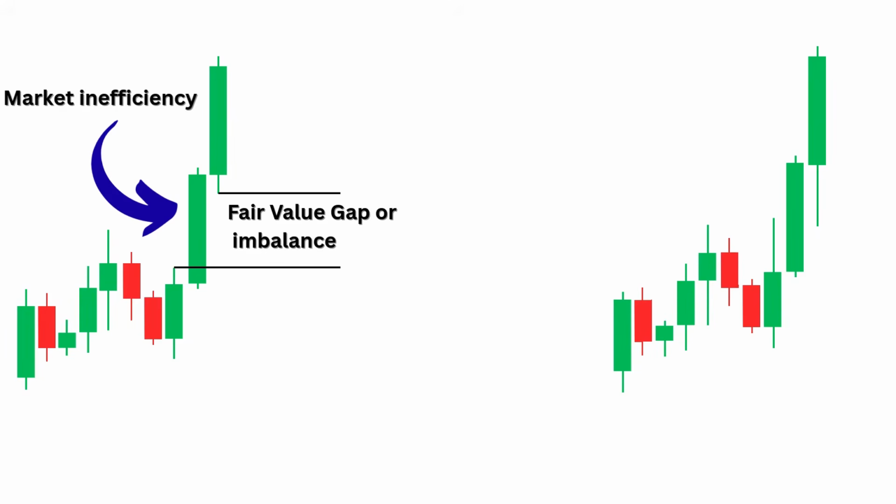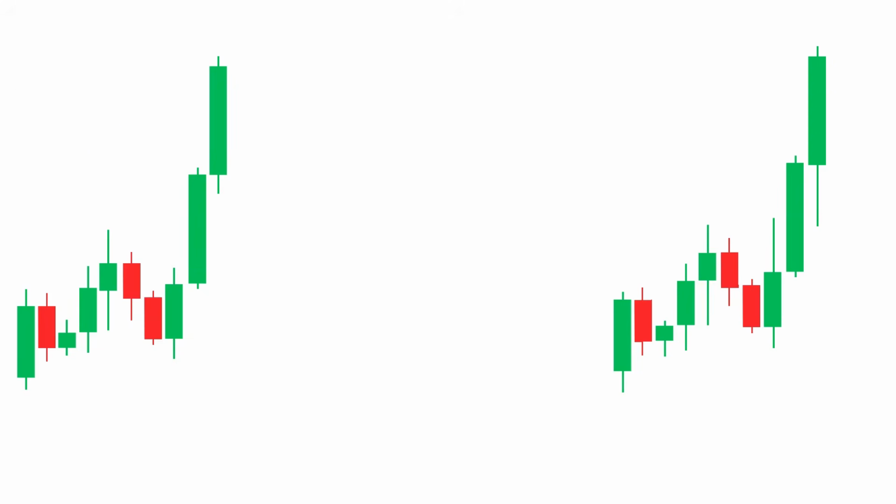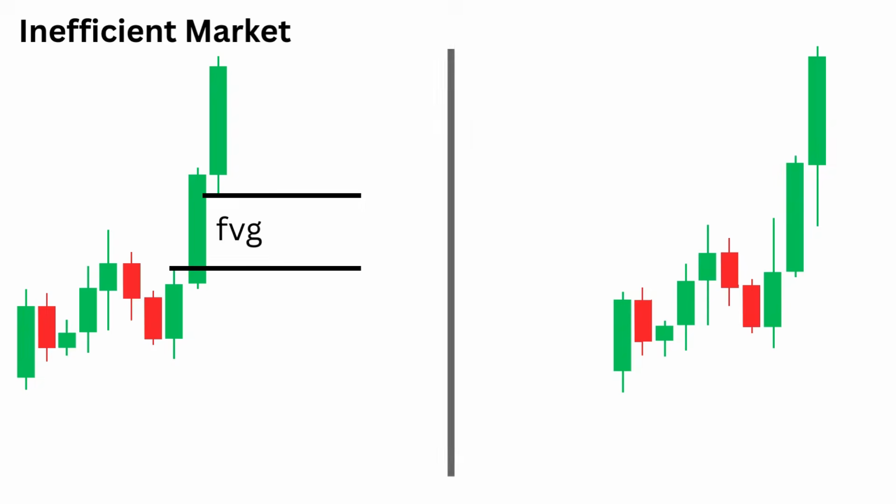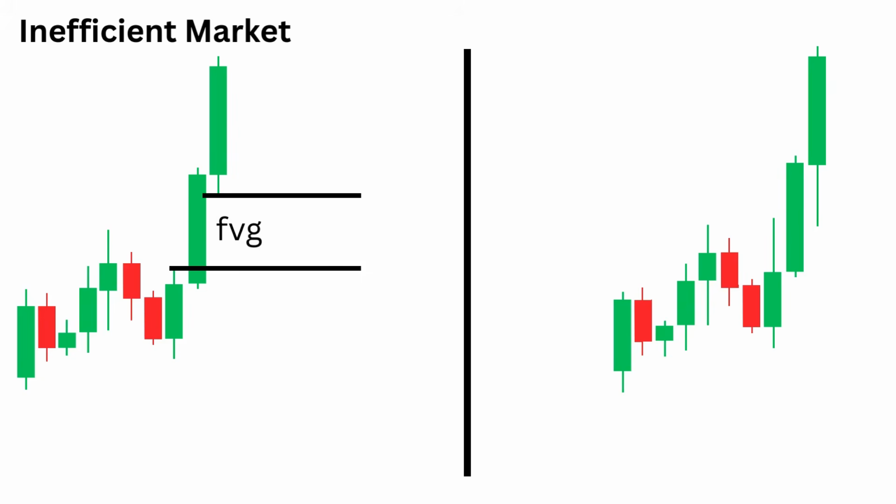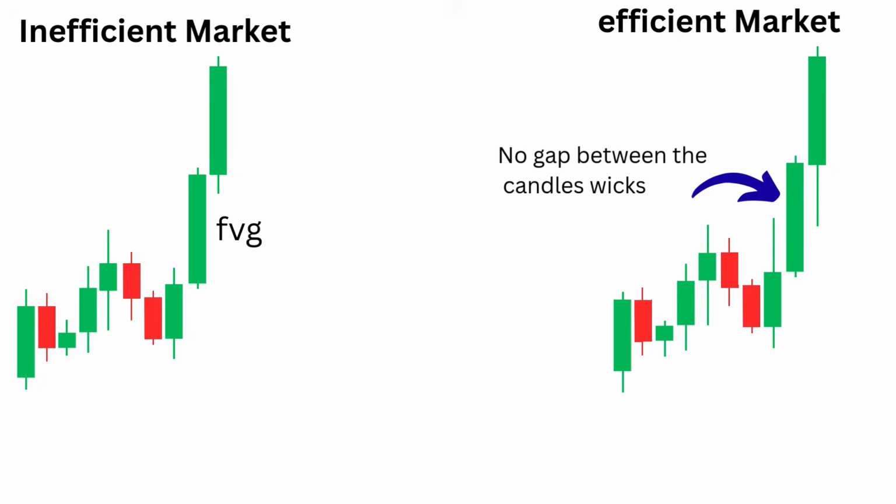So in a bullish scenario, the market becomes buy-side inefficient. Here, we can see price broke structure after this consolidation. Marking these three candles, we can see a gap between the wick of the first candle and the wick of the third candle. This forms a fair value gap, and therefore this market is considered inefficient. On the other hand, the second price is considered efficient. As you can see, there is no gap between the candle wicks, hence it has no fair value gap.